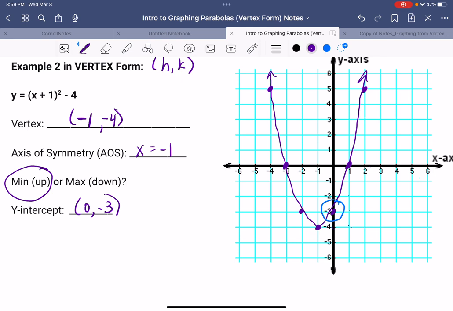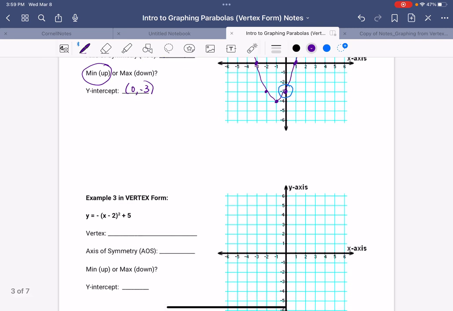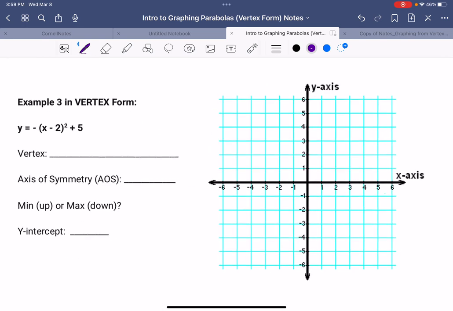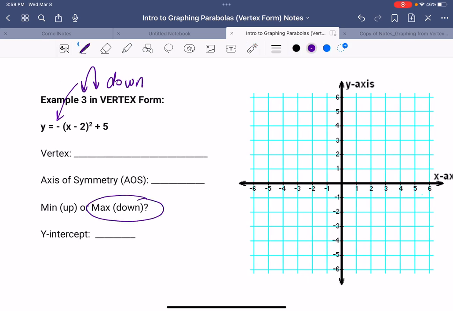Let's add in one other little thing here. Let's look at example number 3, okay? We're going to switch things up again. I'm going to teach you a little bit extra something, all right? This time you're going to notice, ooh, look what we have here for our a value. We have a negative. What this tells me is this parabola is going down, okay? So when it's going down, take a look. What is it, a min or a max? This is going to be a max, all right?